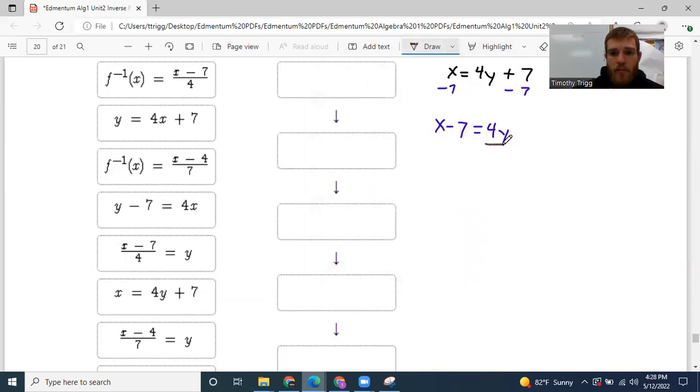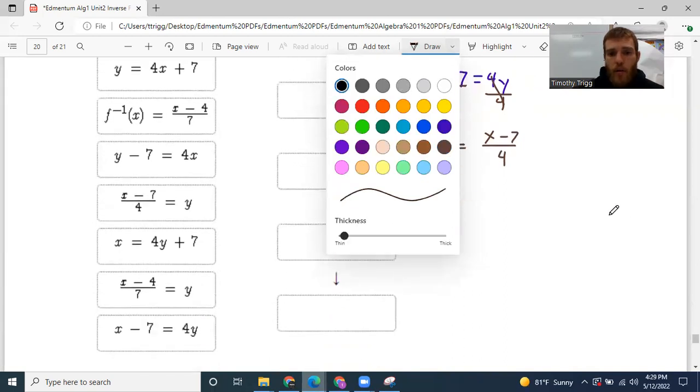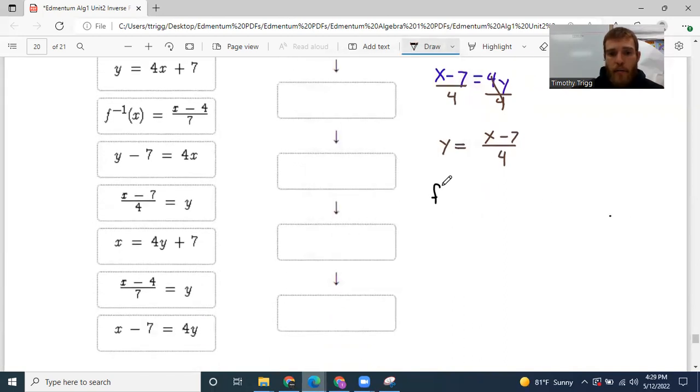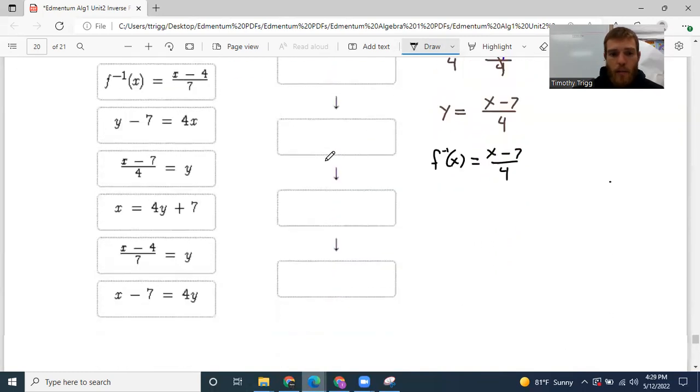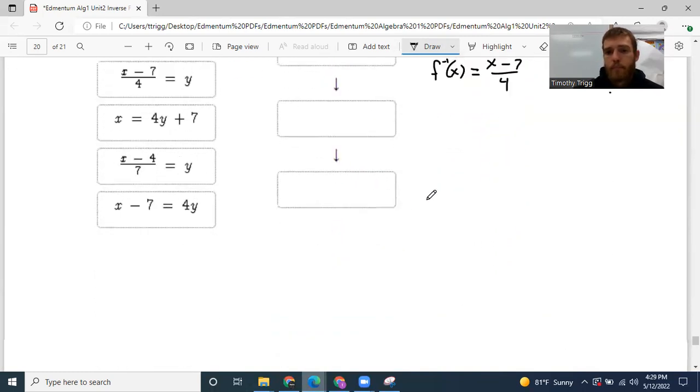Then we divide both sides by 4. And we'll move the y to the left side here after these 4's cancel. x minus 7 over 4. Then lastly, replace y with f inverse of x. So make sure to put the correct steps in this order.